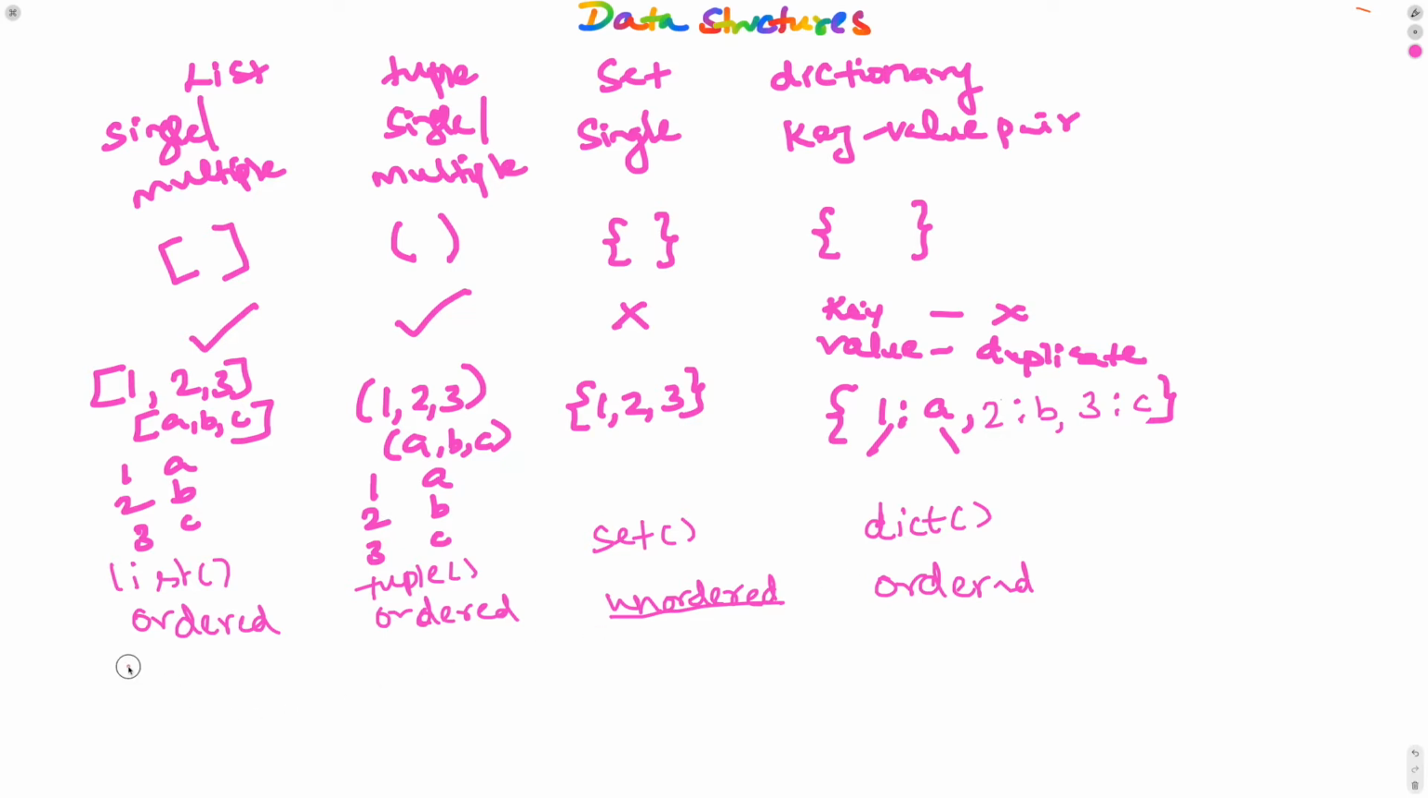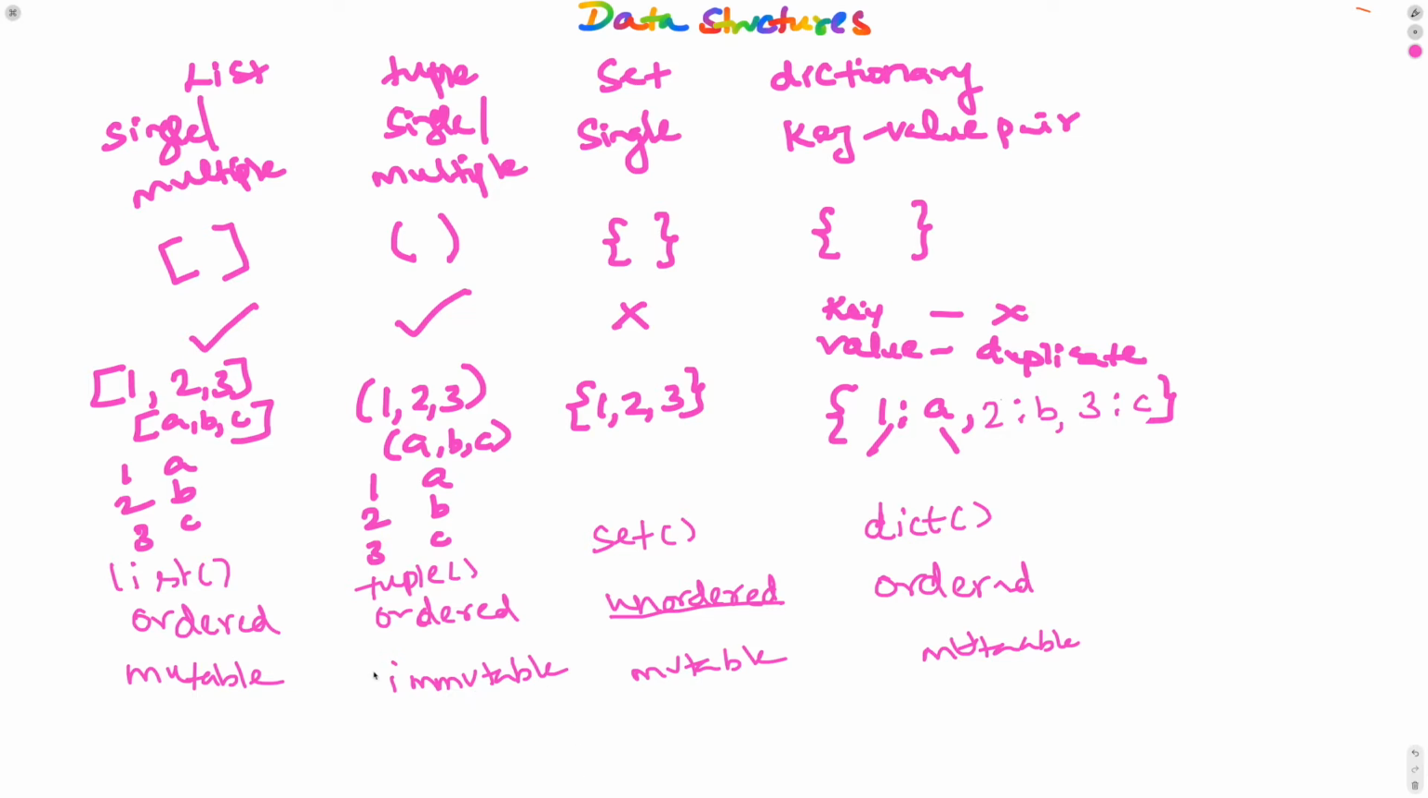When you come to mutability, tuple is immutable, and all the other three are mutable. List is mutable, set is mutable, and dictionary is also mutable. What is mutable? You can make some changes to the data. Once your data is fed, you can make some changes to it. But in the case of tuple, you cannot mutate the data. Mutation is not possible in tuple, except for list, set and dictionary.